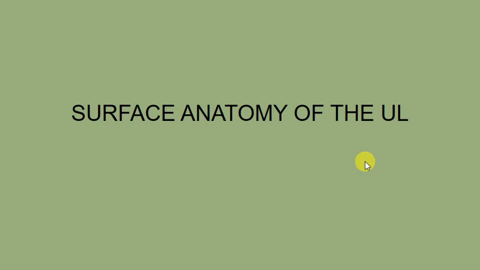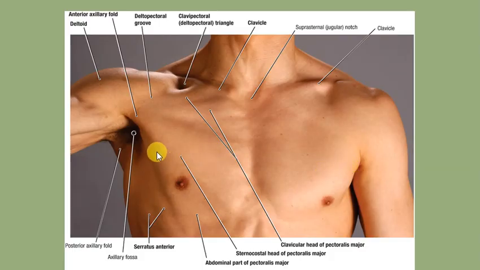To do a recap of the surface anatomy, we discussed the surface anatomy of all parts of the body, but we are doing a recap of the surface anatomy of the upper limb. As you can see here, we have the deltoid muscle. Here is the posterior axillary fold, then here is the anterior axillary fold, here is the axillary fossa.